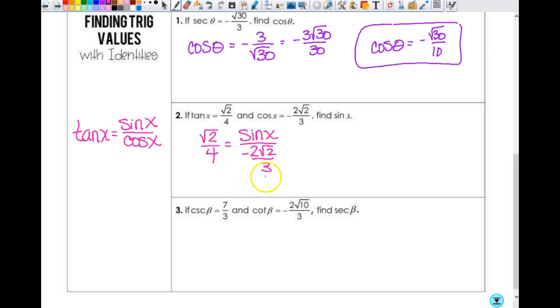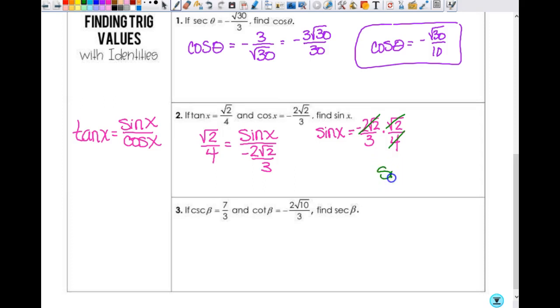It is being divided by this fraction. So to get rid of it, I multiply both sides by this fraction exactly like it looks. Does that make sense? So that means I'm going to get the sine of x is equal to negative 2 square root of 2 over 3 times the square root of 2 over 4. So what is the square root of 2 times the square root of 2? 2 times 2 is 4. So this all cancels out with that 4 right there.